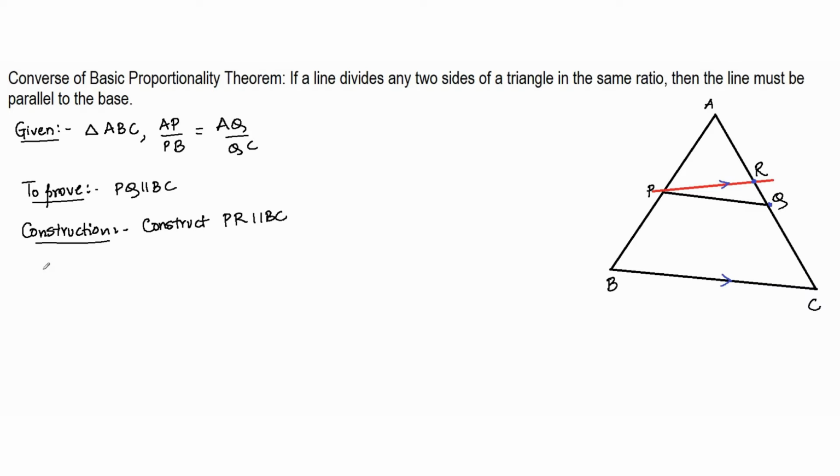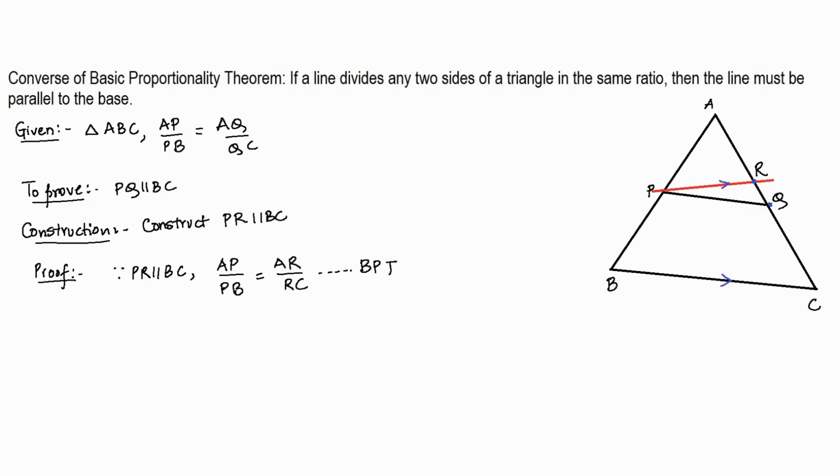I know that since PR is parallel to BC, I can say that AP upon PB is equal to AR upon RC, right? And this is because of basic proportionality theorem. So I have already proven the basic proportionality theorem. So I am using that particular theorem in this particular proof. So AP upon PB is equal to AR upon RC.